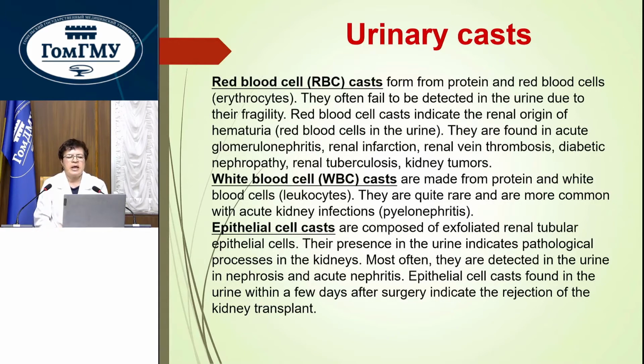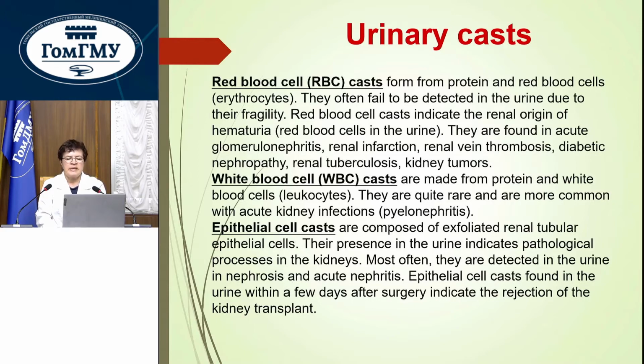Red blood cell casts indicate the renal origin of hematuria, red blood cells in the urine. They are found in acute glomerulonephritis, renal infarction, renal vein thrombosis, diabetic nephropathy, renal tuberculosis, kidney tumors. White blood cell casts are made from protein and white blood cells, leukocytes. They are quite rare and are more common with acute kidney infections, for example, pyelonephritis.